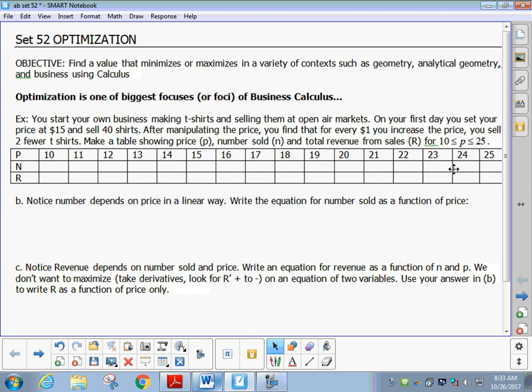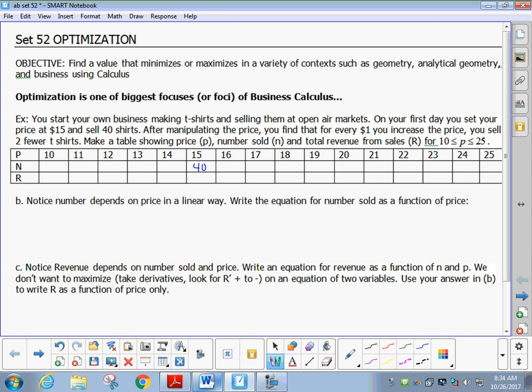would you make a table showing all the possible cases? I'll start you here. When you set the price at $15, the number you sell is 40. R stands for revenue, how much you take in. Revenue is not the same as profit. How are they different?